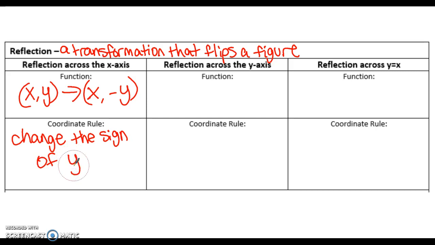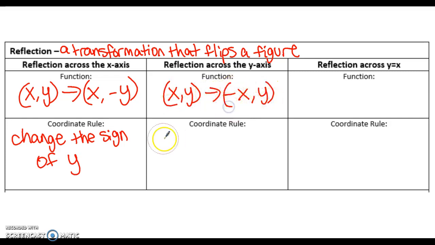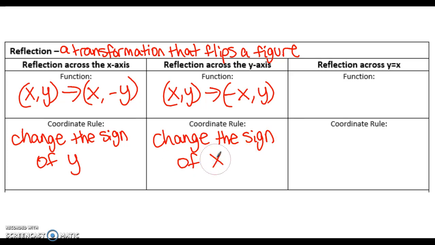So if you reflect across the x-axis, you change the sign of the y. When you reflect across the y-axis, you change the sign of the x. And when you reflect across the line y equals x, you simply swap x and y.